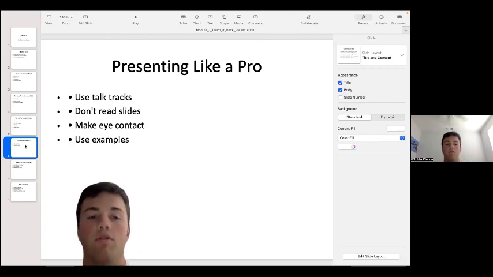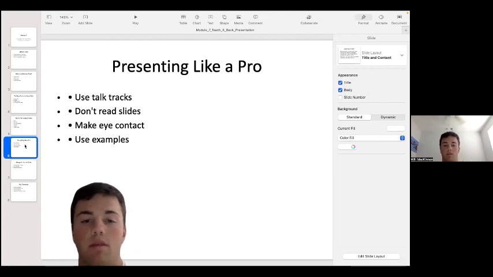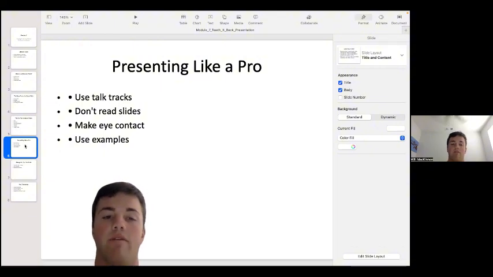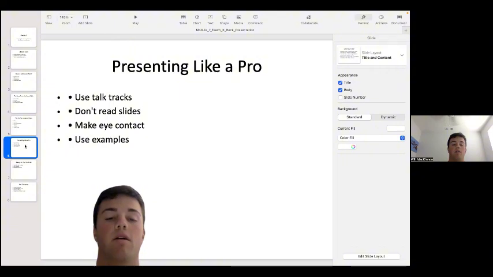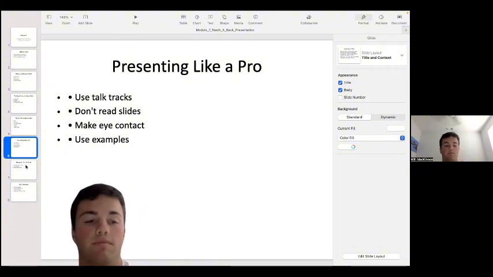To present like a pro, you need to use talk tracks. The professor explained that these are good bullet points to keep your thoughts along. Instead of having to memorize a whole speech, a talk track, bullet point by bullet point, guides you and reminds you what you want to say without forcing you to memorize every sentence. I think this is very important because it prevents you from just reading the slides while also helping you make good eye contact. And to present like a pro, you need to have good examples.